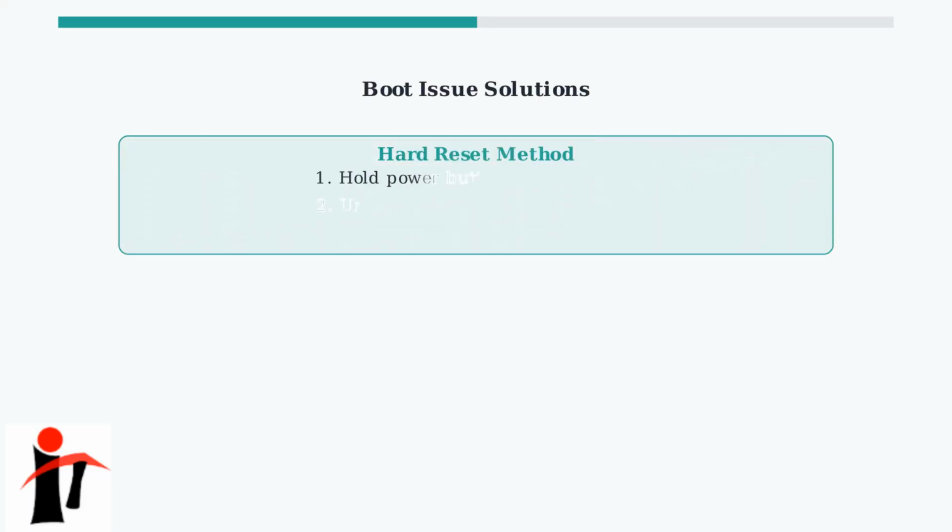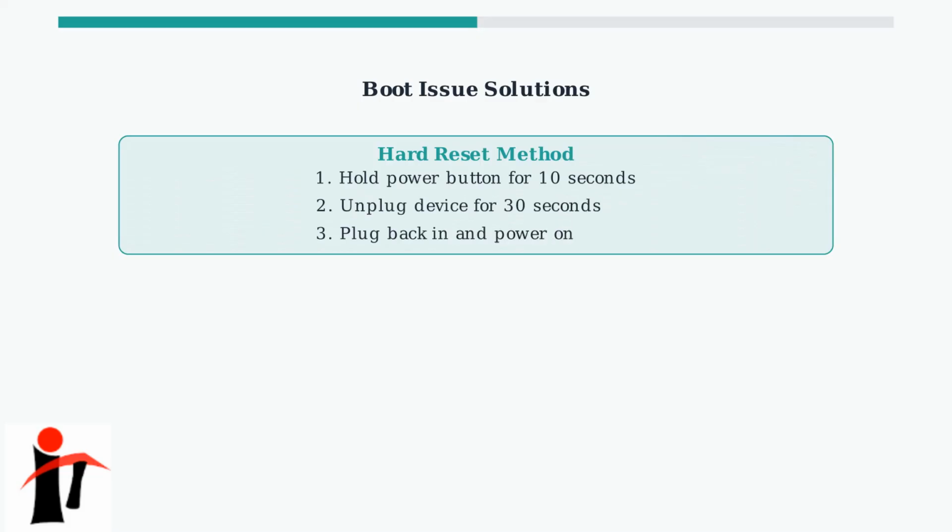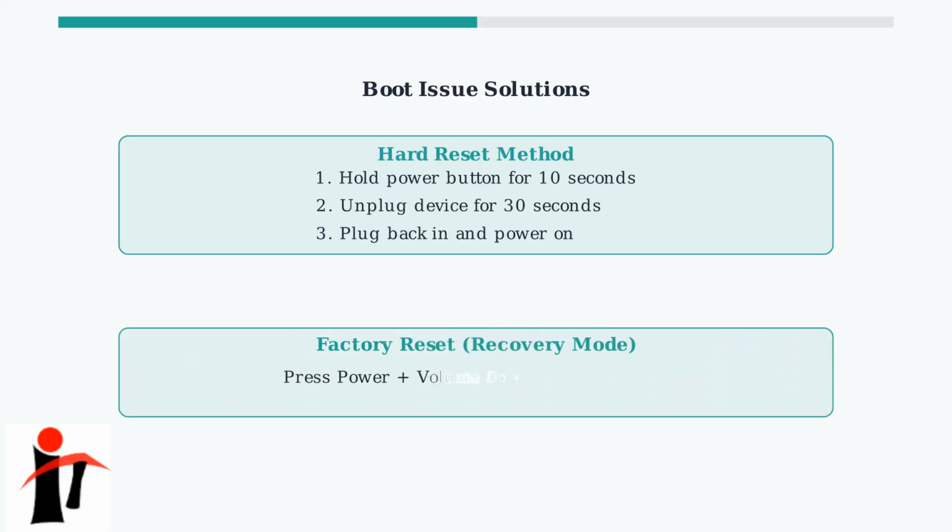Let's start with boot issues. If your device is stuck on the EE logo or in a restart loop, we have specific solutions. For boot issues, try a hard reset first. Hold the power button for 10 seconds, then unplug the device for 30 seconds before plugging it back in. If the hard reset doesn't work, attempt a factory reset via recovery mode by pressing the power and volume down buttons during startup.